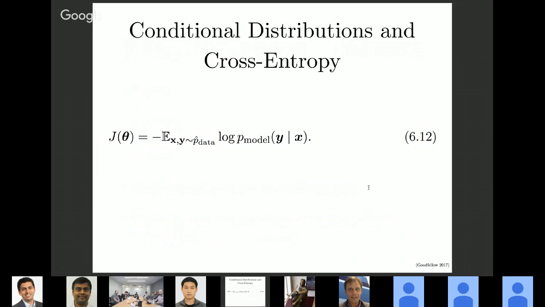The first is that most of the time today, at least the way that I personally work and the way I think most other people in the field work, is I don't think of myself as learning a function mapping from inputs to outputs.